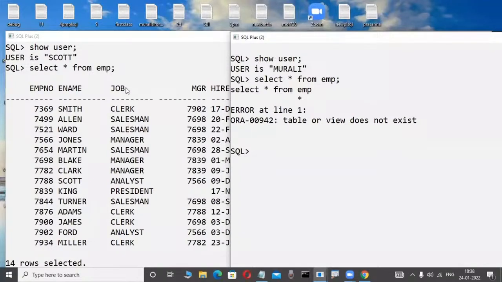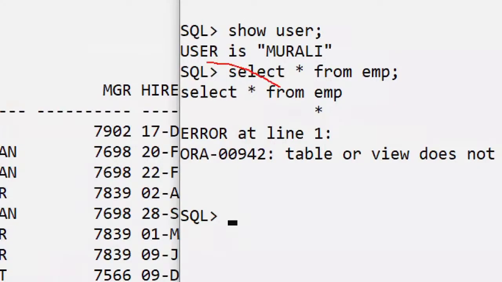Okay, fine. If this Murali user is interested to access Scott user's table, for example, first the Murali user has to request, for example, Murali employee requesting Scott employee: please give me access to your table. I am using some information from your table in my project.